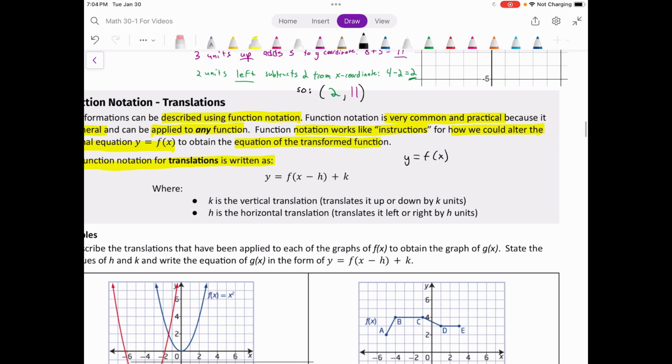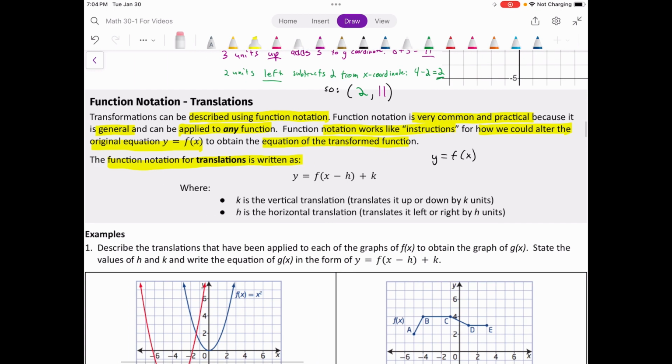That's why to translate y equals x squared 1 unit to the right, instead of x squared, we would have x minus 1 squared, okay? That would translate that parabola 1 unit to the right. And then we will add k to the entire equation. That will move it up or down by k units, depending on whether k is positive or negative.